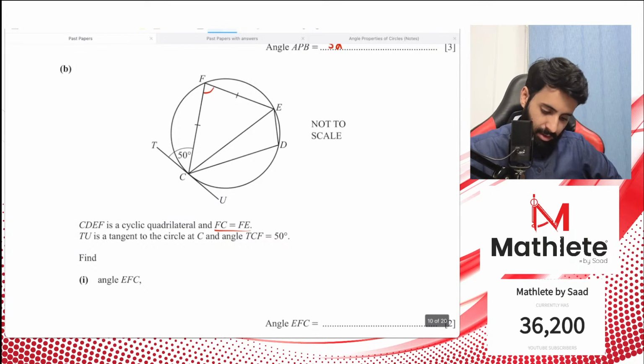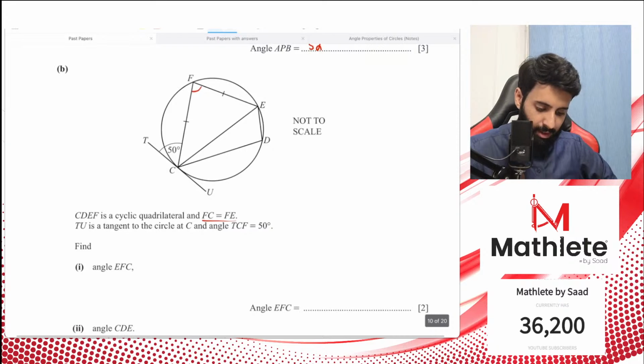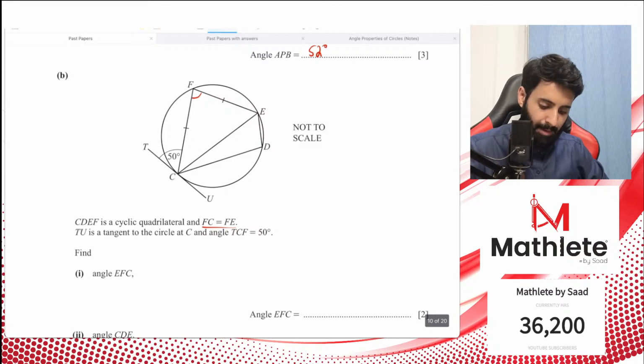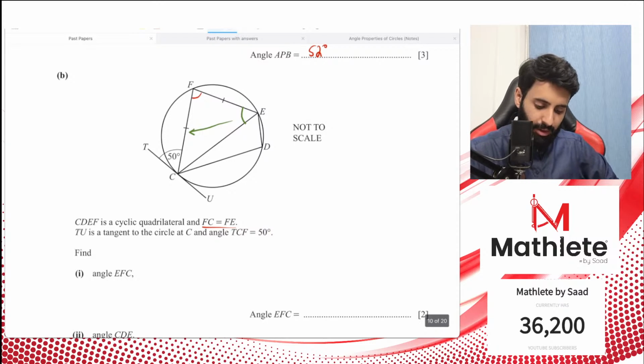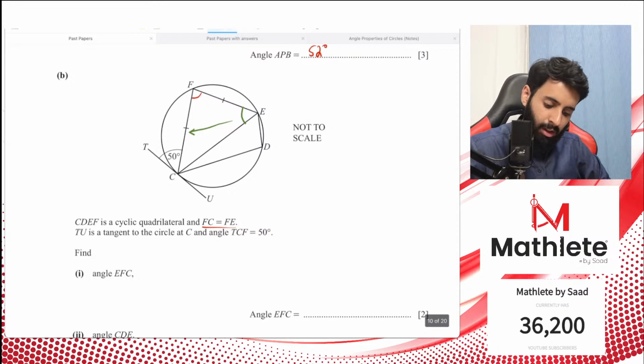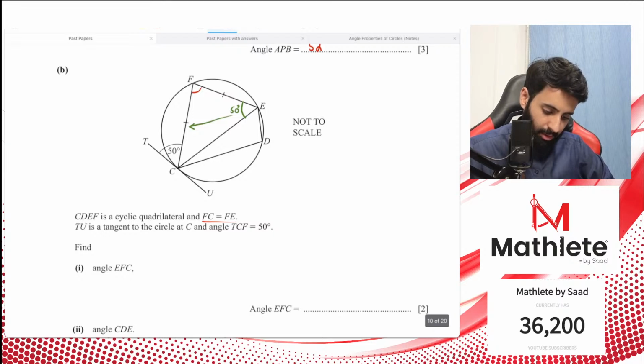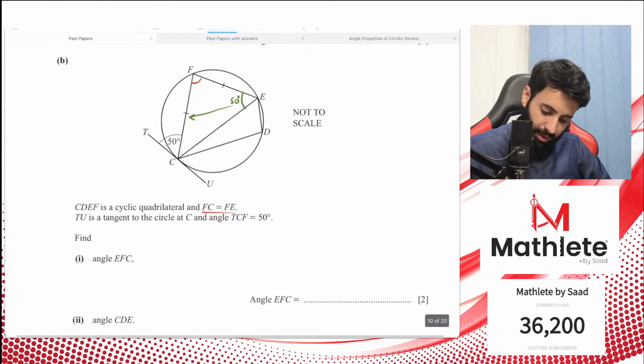Okay, and how many marks is this? This is a 2-mark question. So that means it's very likely that we might have to find out something else before we can find out this angle. Now let's see. If I ask you guys, what is this angle going to be? Considering that the angle between the chord opposite to angle FEC or EFC and the tangent is 50 degrees, this angle will also be equal to 50 degrees. But remember, this is not the angle that you have to find, but with the help of this, we're going to find all the other angles.